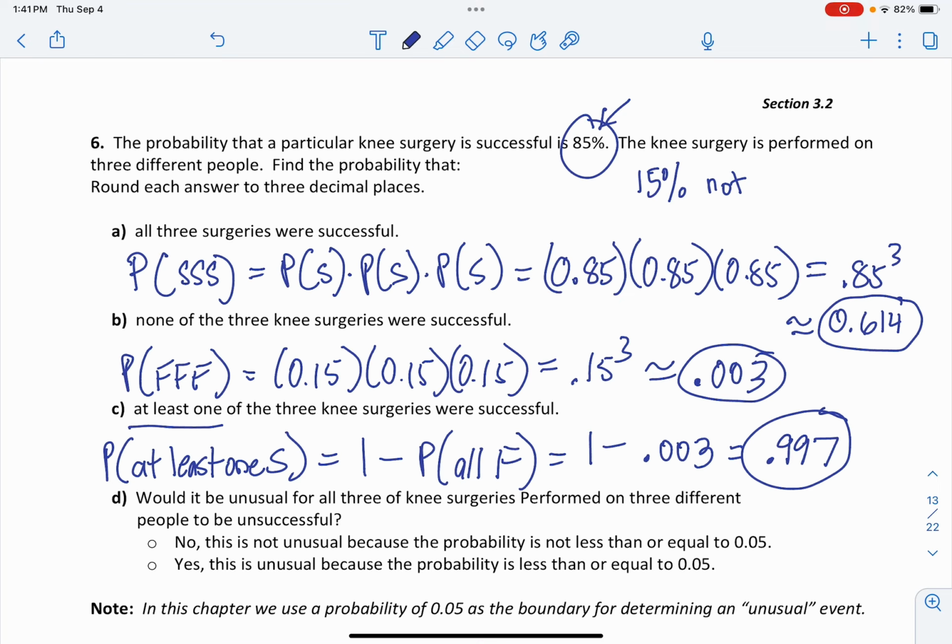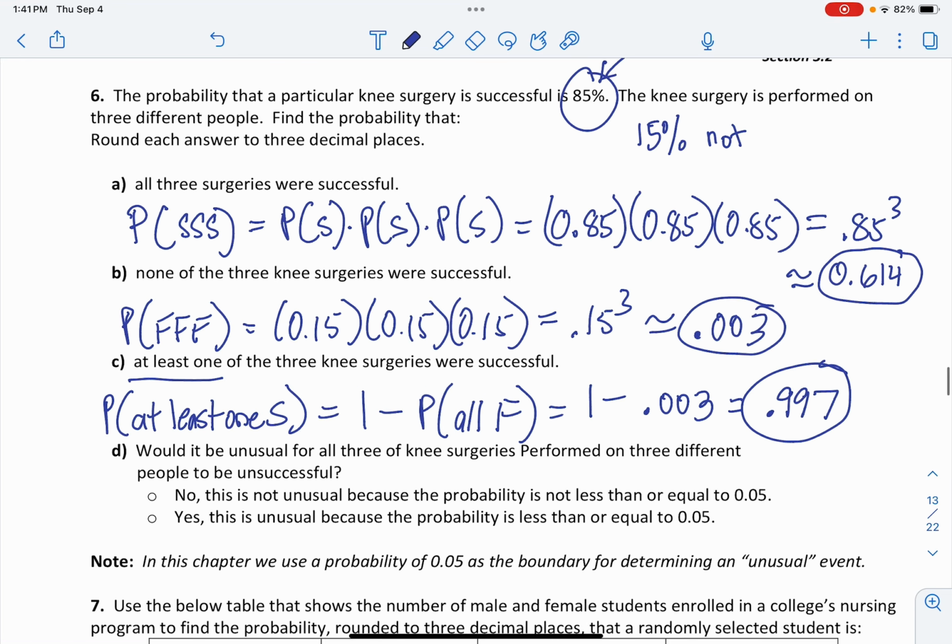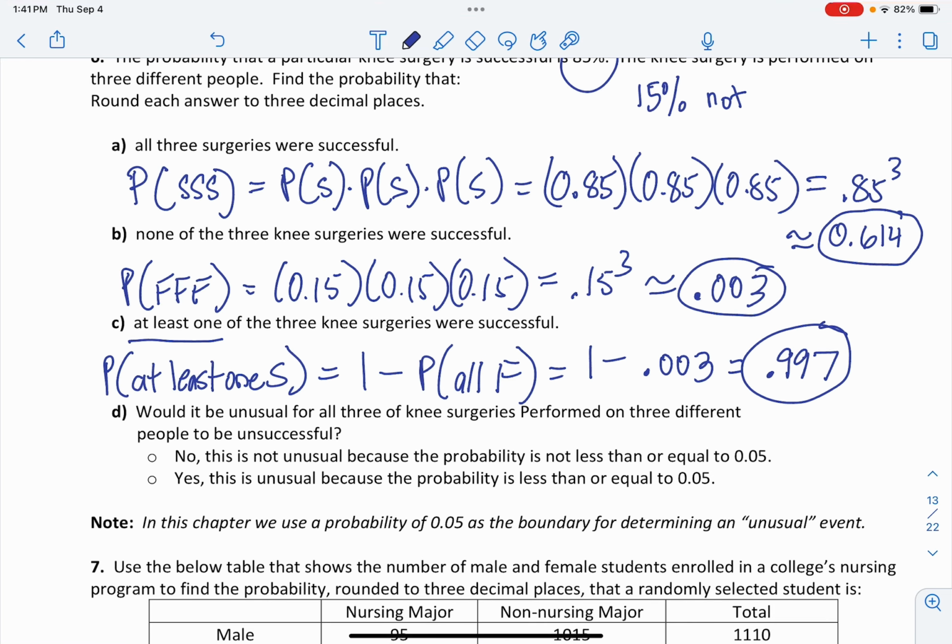And then would it be unusual then for all 3 knee surgeries to be unsuccessful? Yeah, I mean that was part B, 0.003, so that seems very unusual. Our marker though is going to be for now 0.05, so anything less than 5% we're going to call unusual. Okay, and that's on this little note right here.